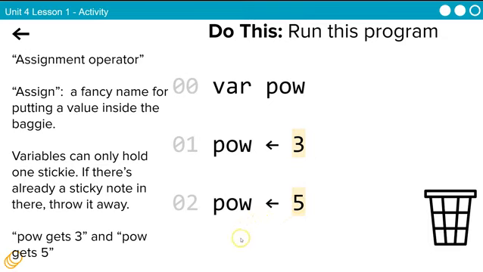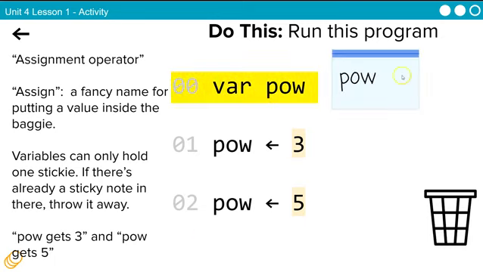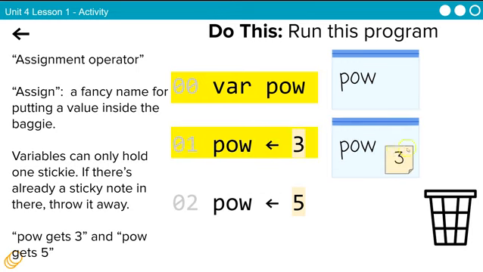So we're going to walk through this code one more time. I create my variable using the keyword var, and then I give my variable a name. That creates my little Ziploc baggie, my virtual container that I can store a value in. This line is where I'm going to assign a value to POW. So I'm saying POW now has the value 3. So I put my little 3 post-it note inside my container.